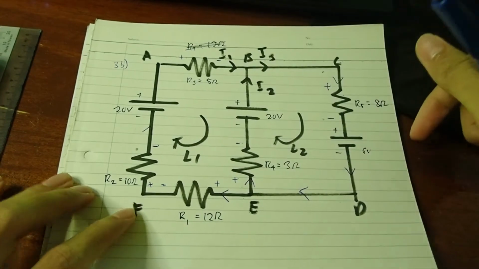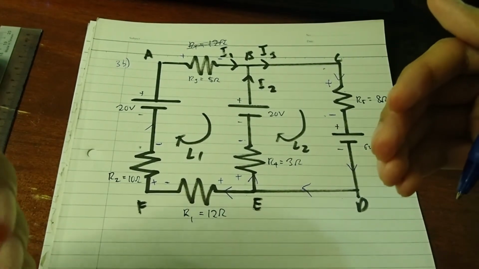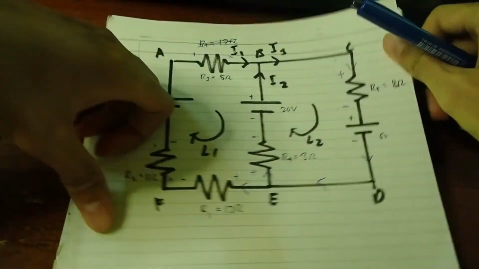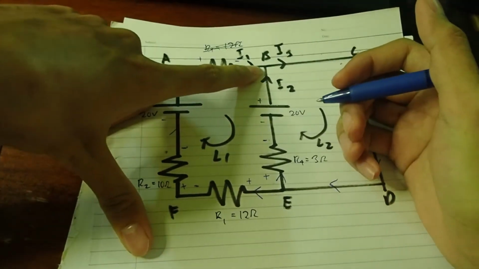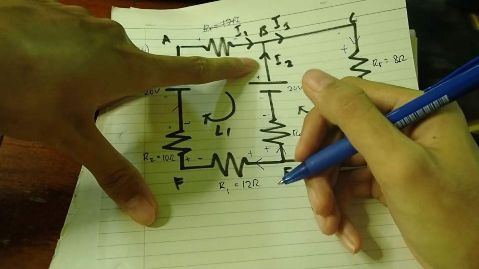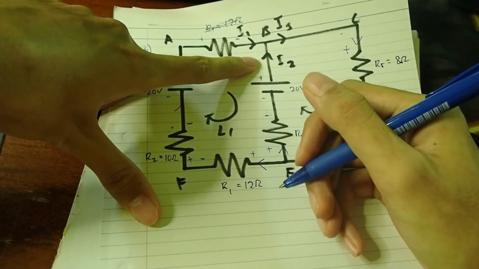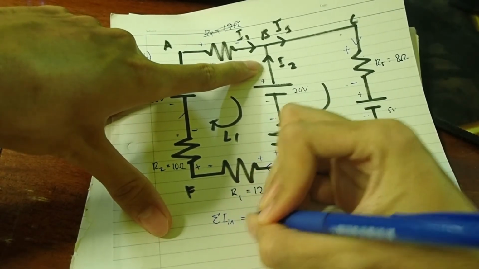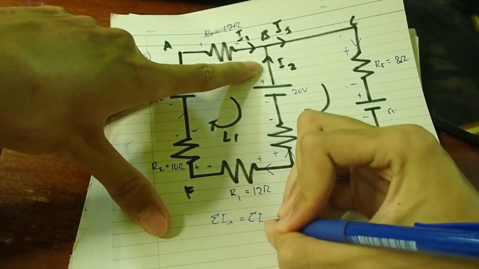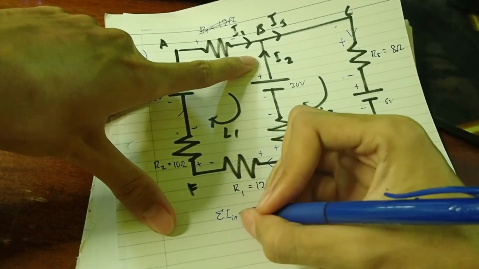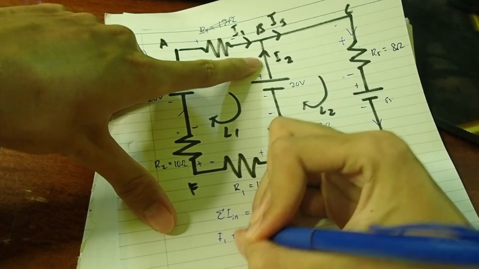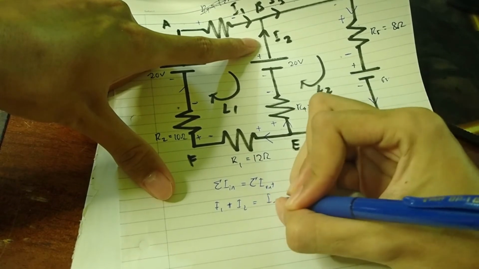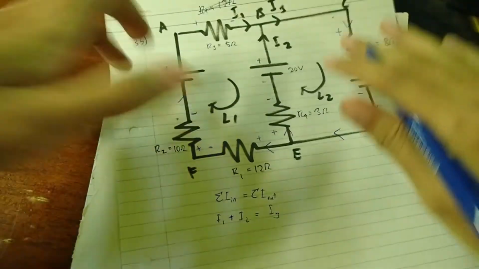Okay. Next we need to form the expressions based on the Kirchhoff rules. The first thing that we need to look at is this junction B. Based on the Kirchhoff current law, the current entering a node or junction must equal the current exiting the junction. Meaning here that I1 plus I2 is equal to I3. So this is our first expression.